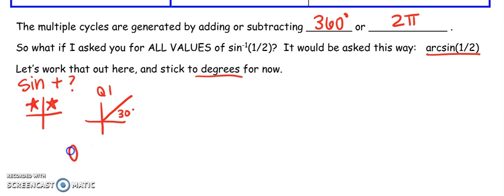Well, true, but it also happens again if I add 360 to this. So like at 390 degrees, sine is still 1/2. So it goes on and on and on. So we write it like this. So let's discuss this.